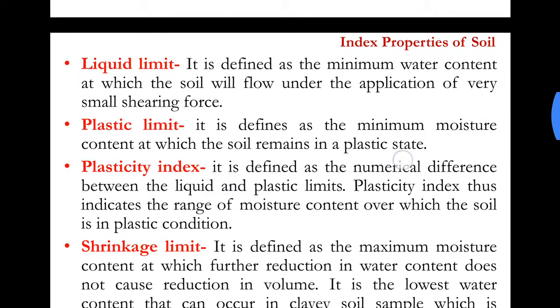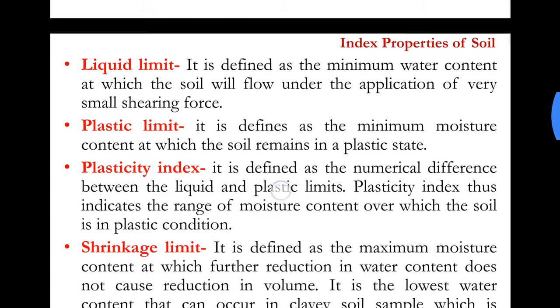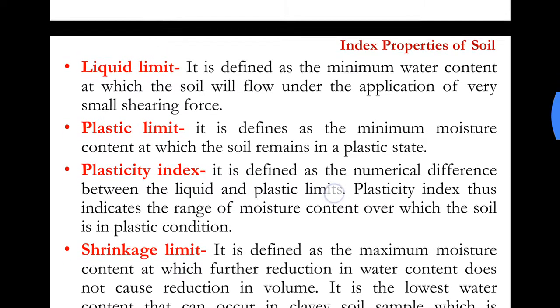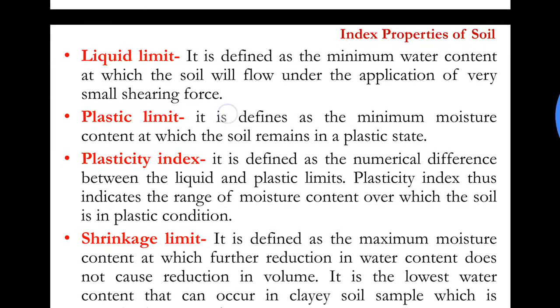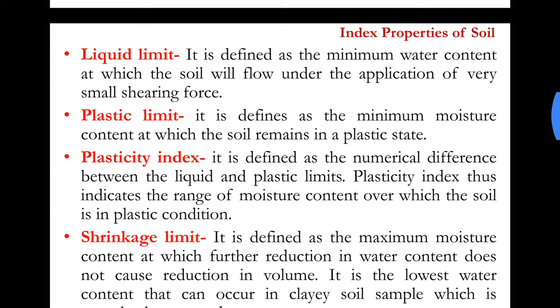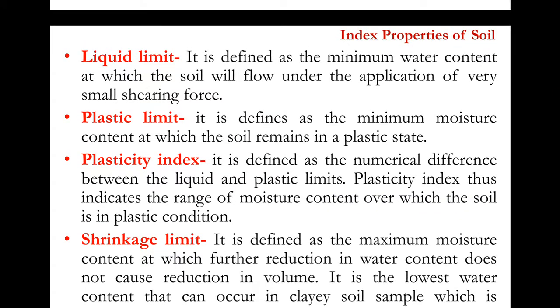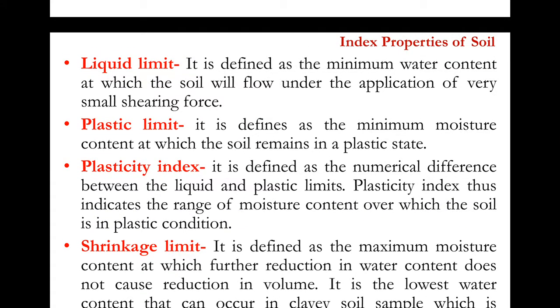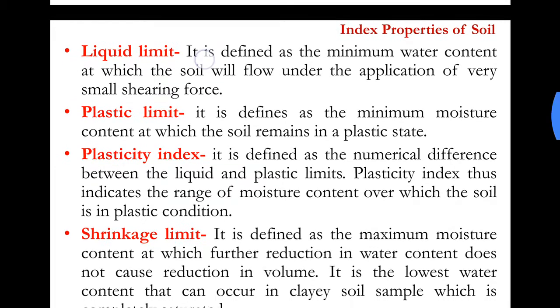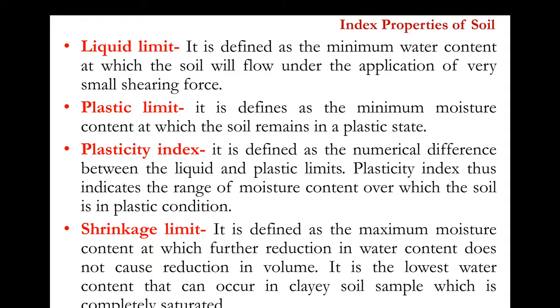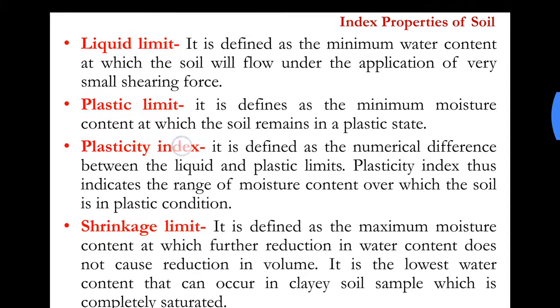It is defined as the numerical difference between the liquid limit and the plastic limit. Plasticity index thus indicates the range of moisture content over which the soil is in plastic condition. So from the liquid limit percentage of water content to the plastic limit percentage of water content, the soil will remain in a plastic state. That difference between these two limits is known as plasticity index.